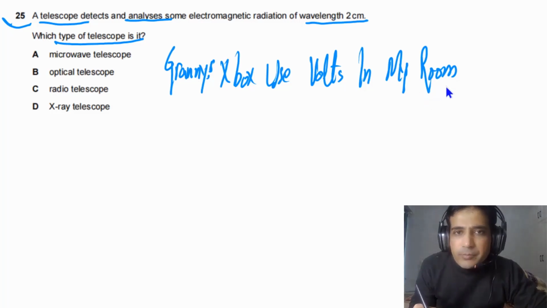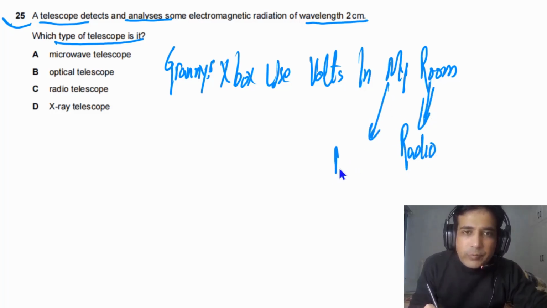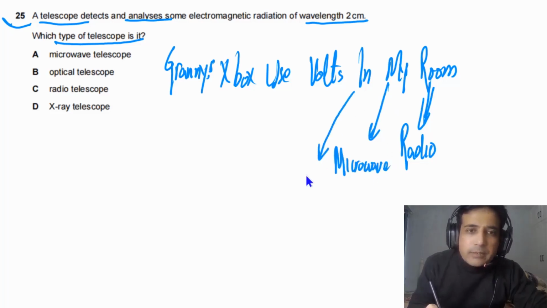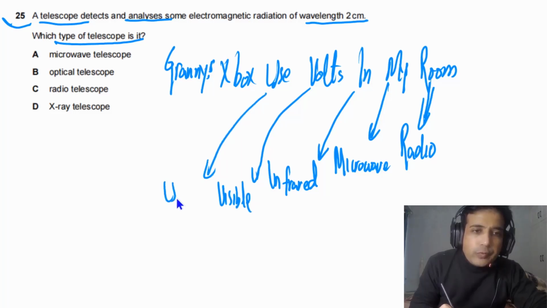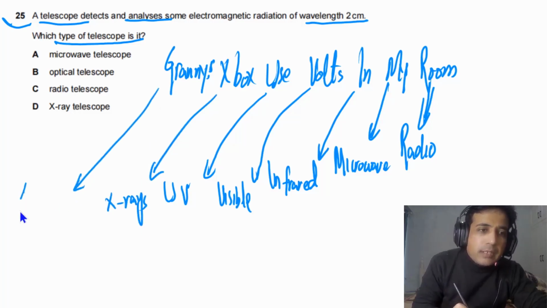So we will start from here. Room. This is R for radio waves. So these are radio waves. M for microwaves. I for infrared. And V for visible, so this is for visible light. U for UV, ultraviolet. X for X-rays, and G for gamma radiations. So this is for gamma.